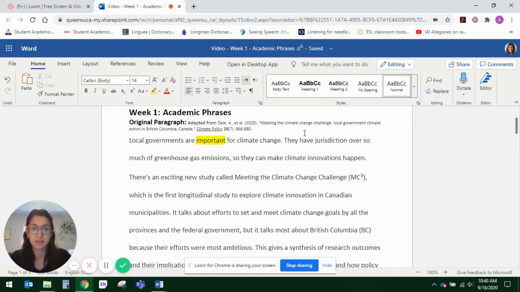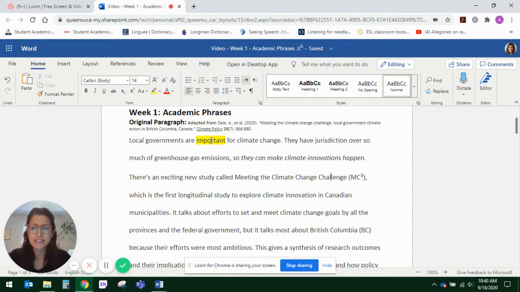So what I'm going to do instead is read that second sentence and see if I can find an answer in there to why local governments are important for climate change. That second sentence reads, they have jurisdiction over so much of greenhouse gas emissions so they can make climate innovations happen. When I read that second sentence, I find the answer to my question of why they are important right here at the end. They're important because they can make the innovations happen. They have this ability to make change.